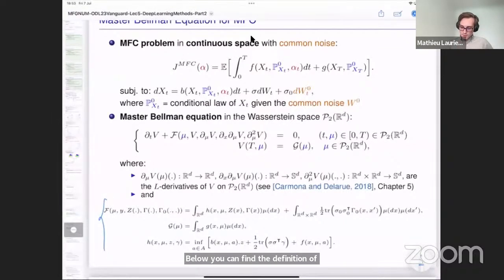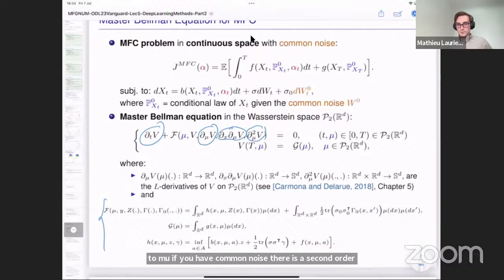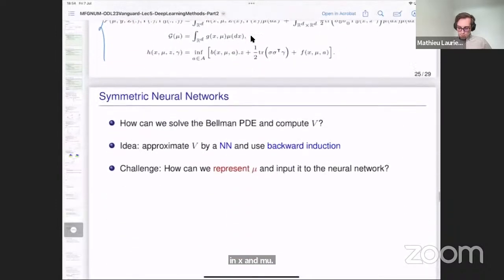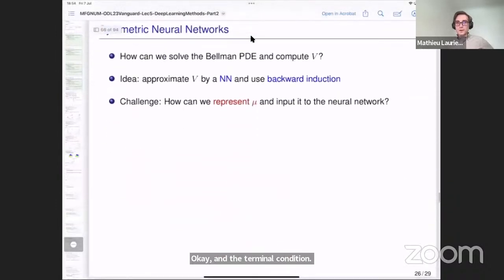I will skip the details, but you see that, what do you see? There is a time derivative. There is a derivative with respect to mu. If you have common noise, there is a second order derivative. And there is also some mixed derivative here in X and mu. Okay, and the terminal condition. So how can we approximate this V and solve the backward equation?